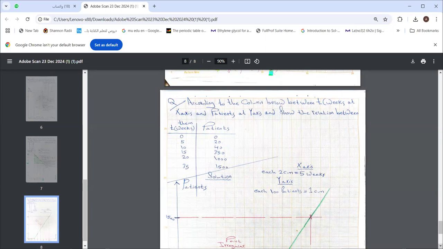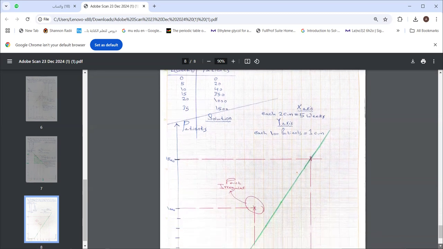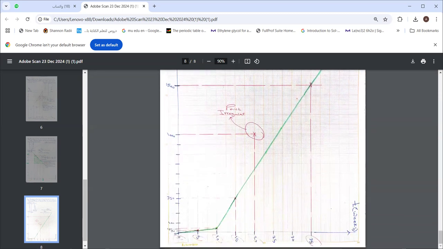According to the column below, the relation between them. Because here we don't have a slope, like the previous one. Here every 100 patients equal 1 centimeter. At the y-axis, every 2 centimeters equal 5 weeks. At the x-axis, it's not necessary to use a ruler to plot a line from this point to this. Just using your hand is enough.